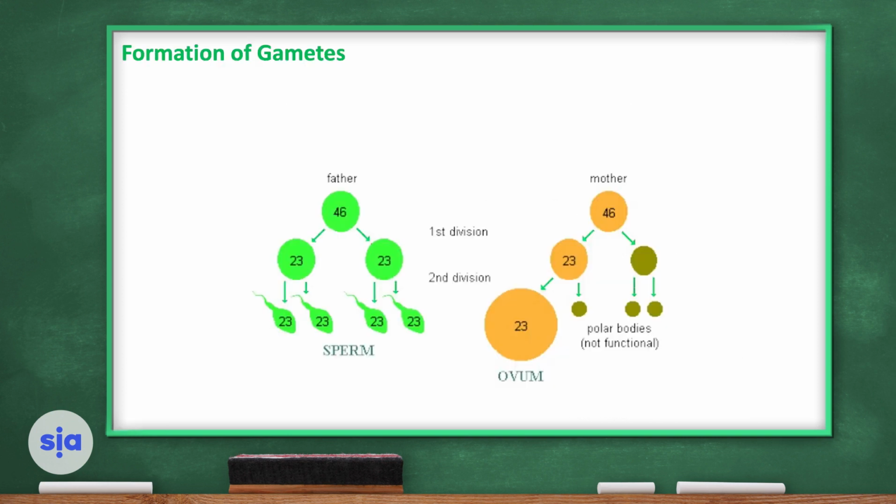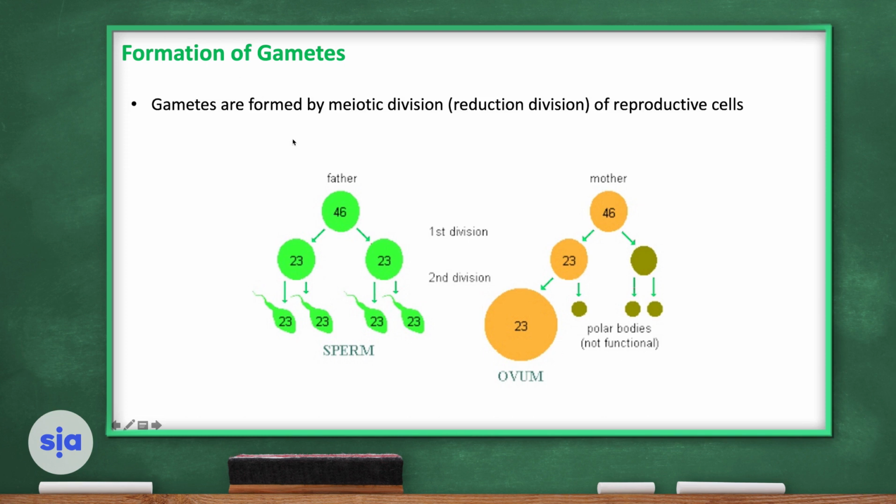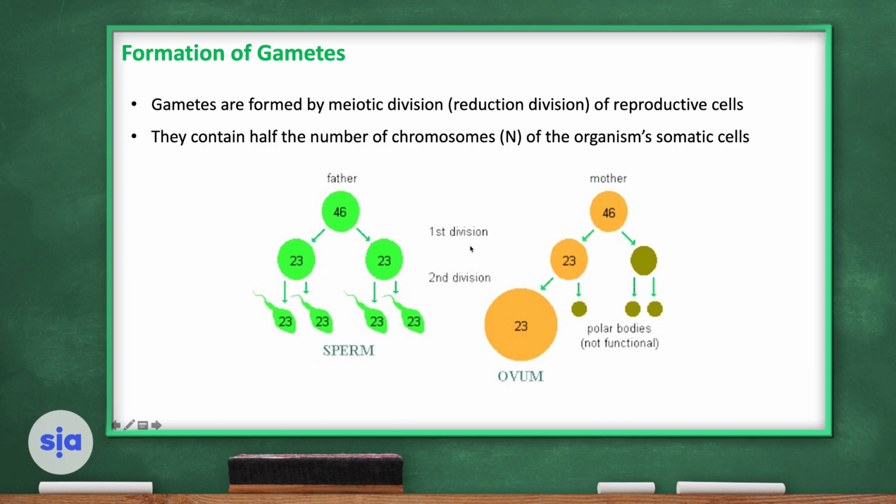This is the process of formation of gametes, where the male body will produce sperms with half the number of chromosomes because they are gametes, they are sex cells. In the female body, the parent cell will produce the ovum with also half the number of chromosomes. And remember that gametes are formed by meiotic division, reduction division, where the parent cells have the whole set of chromosomes, 46, and the resulting cells have half the number of chromosomes, which is 23. It's meiosis, meiosis 1 and meiosis 2.